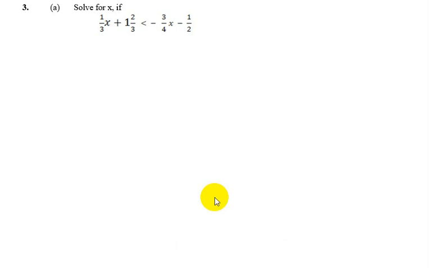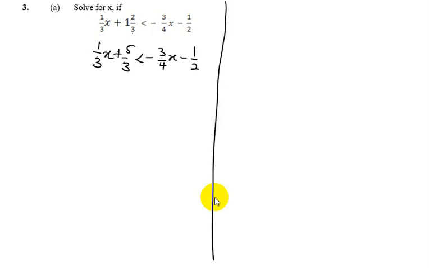Okay. So we will have 1 over 3x. Now 3 times 1, 3 plus 2, 5. So plus 5 over 3 less than minus 3 over 4x minus 1 over 2. Now from there, it is an inequality question, so we have to find the LCM and multiply each term by the LCM so that we will cancel out and the fraction will go. 3, 3, 4, 2. The LCM for this one will be 12.